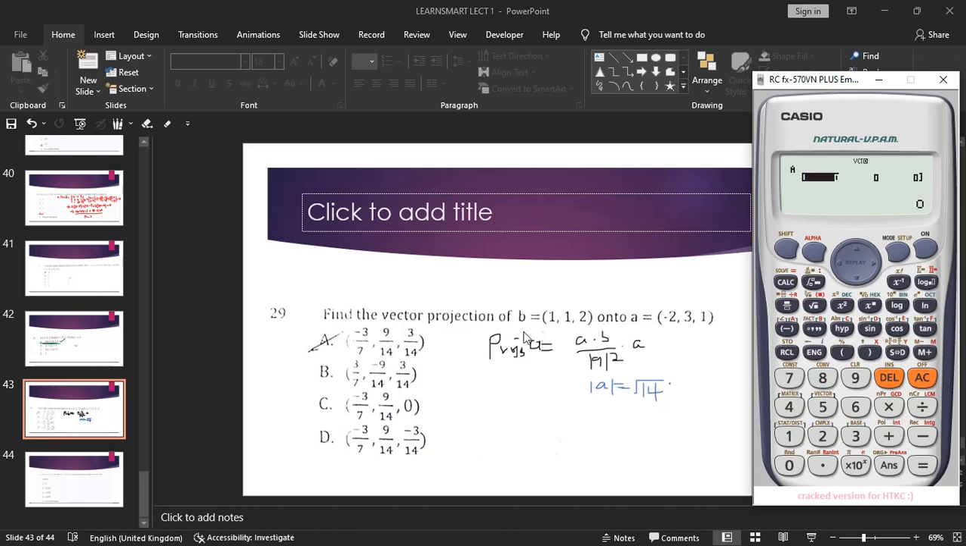Right, so let's insert our vector A. A is minus 2, 3, and then 1. Okay, and then let's choose our second vector B. We have 1, 1, and then 2. Okay, so now let's find out A dot product.